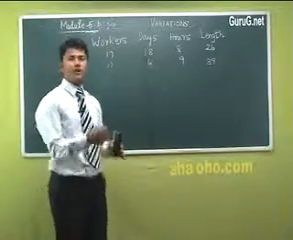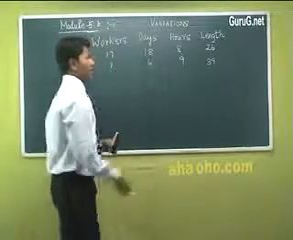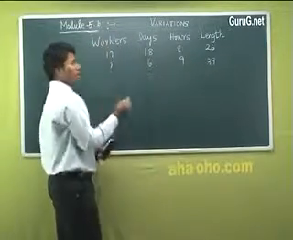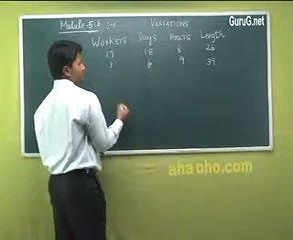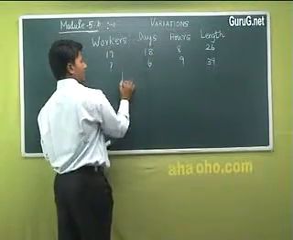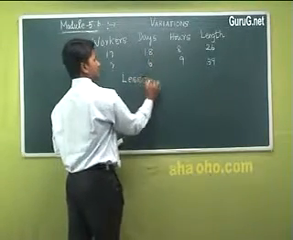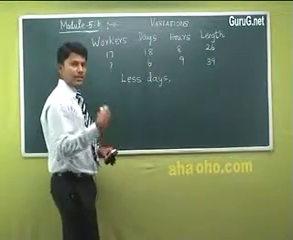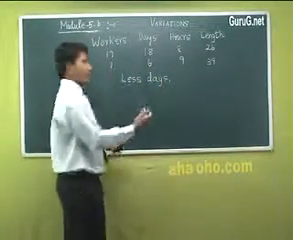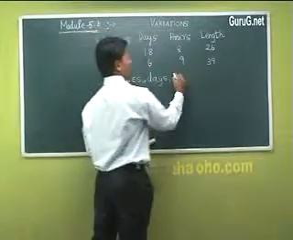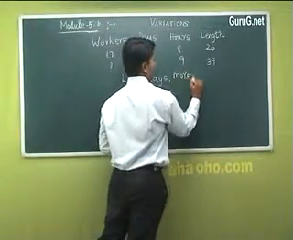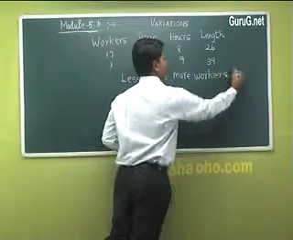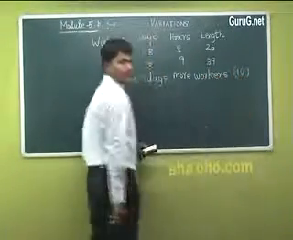Second one, find the types of variation involved. Compare the known quantities with the unknown quantity, worker. Now first one, days. The days has decreased, less days. As the number of days decreases, the number of workers will increase. Less days, more workers. So this is an inverse variation.